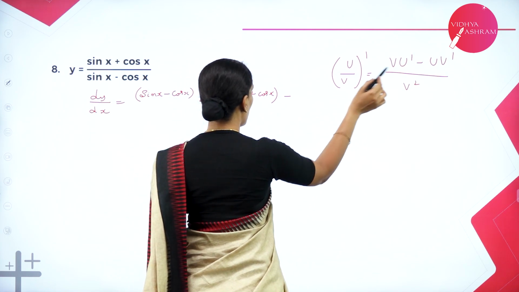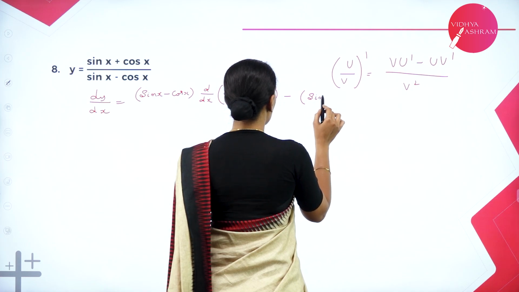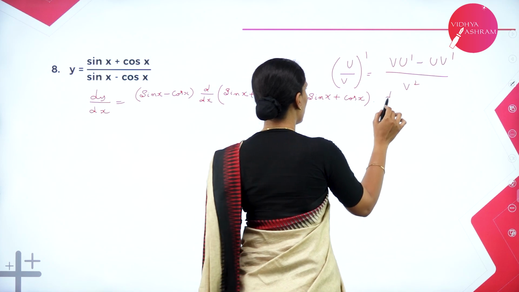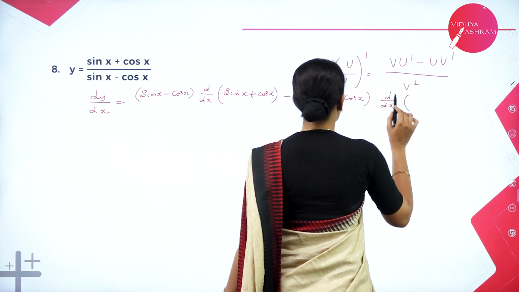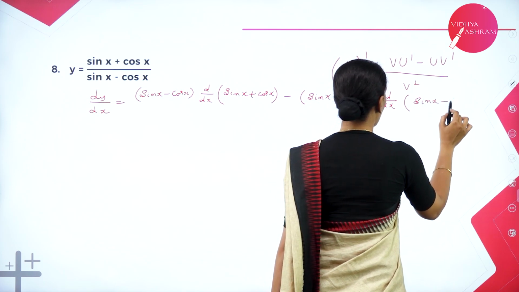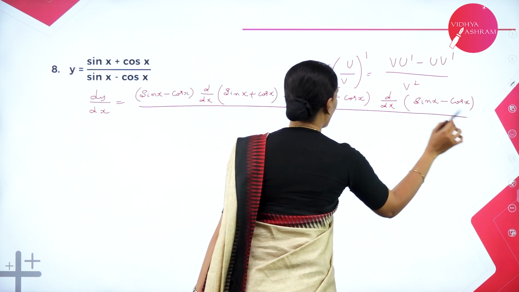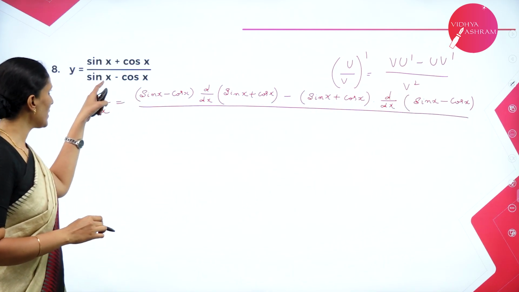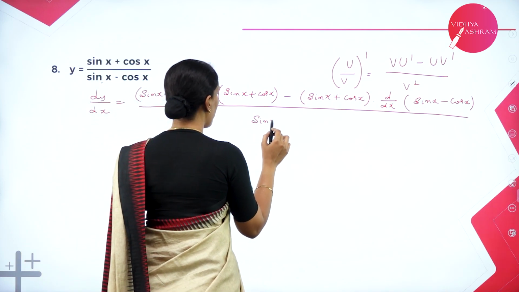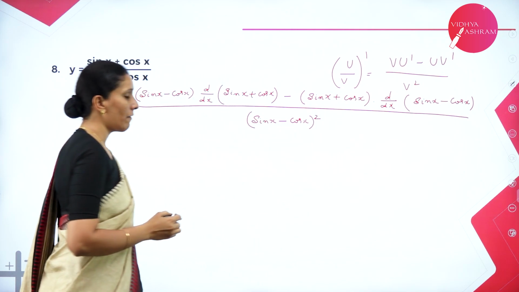Next, minus u. So the value of u is sin x plus cos x, into the derivative of v, so v dash, that is the derivative of sin x minus cos x, whole divided by v square. So v square, the v value is sin x minus cos x, therefore it is sin x minus cos x whole square. Now we have applied the rule.